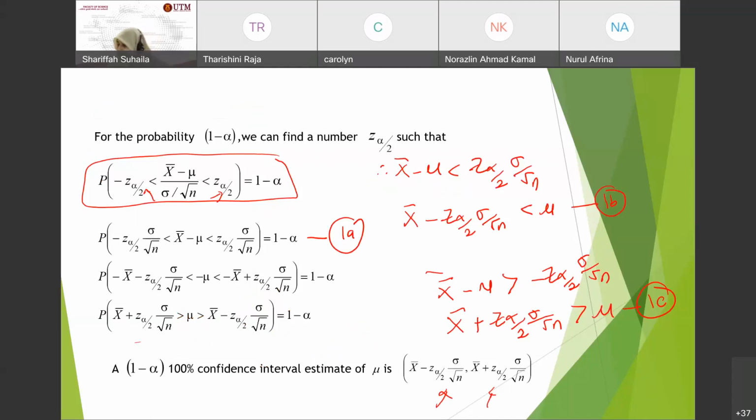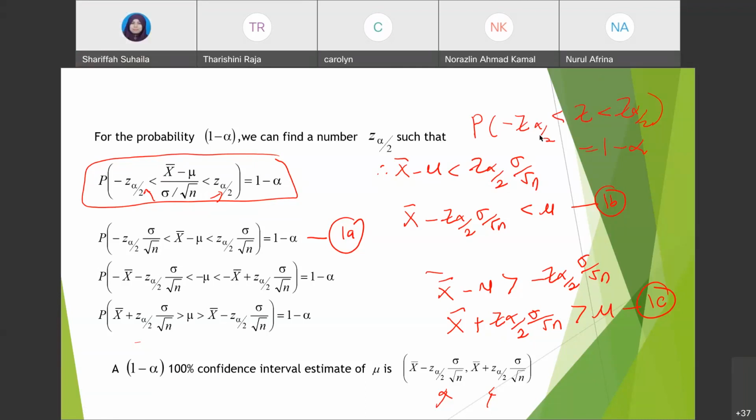Okay, so here let's say you want to construct your confidence interval. So for the probability 1 minus alpha, we can find z alpha over 2 such that we have X bar minus mu. Okay, normally we start by writing, let's say, negative z alpha over 2 less than Z, and then less than z alpha over 2. The probability is just 1 minus alpha. Okay, 1 minus alpha here.